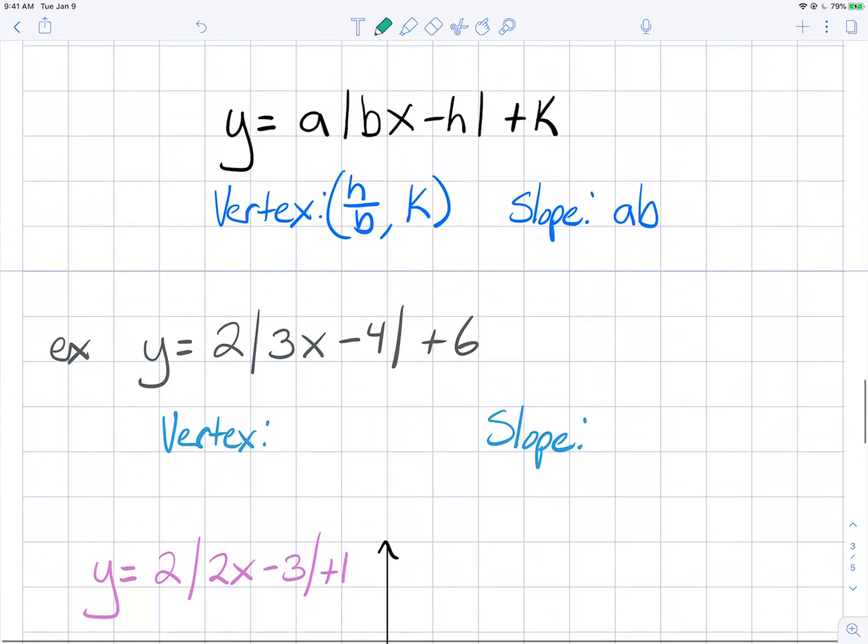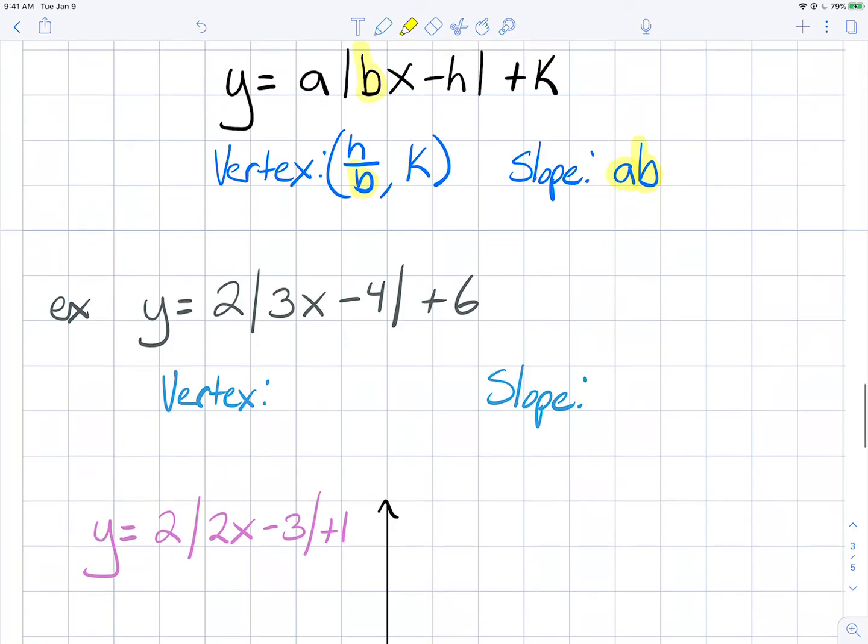Okay, sometimes there is a number in front of x inside of the absolute value. So I'm going to show you what this does. What this does is it changes your vertex and your slope. So for your vertex, what it ends up doing is dividing the x coordinate, and with the slope, it ends up multiplying by whatever that number is. So that's how the number in front of x inside of the absolute value will affect your absolute value equation.